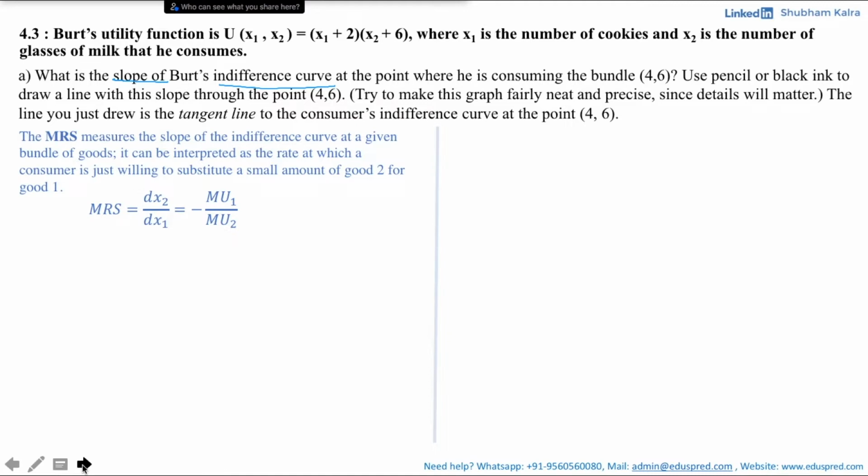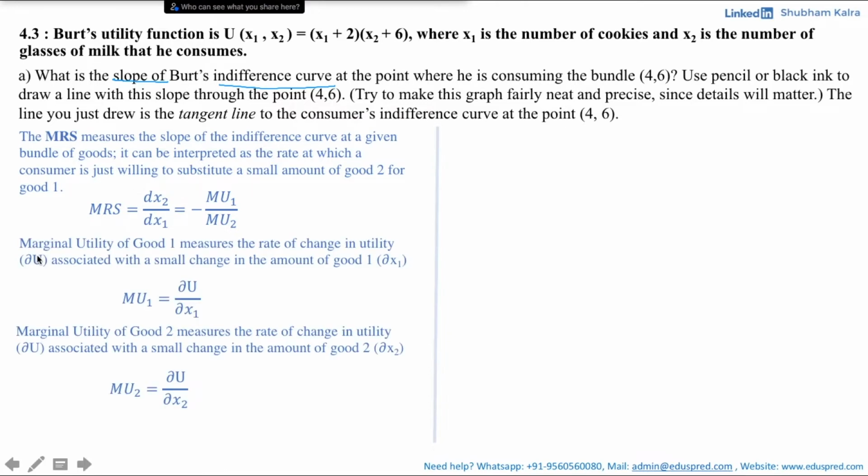Now what do we mean by MU1 and MU2? MU1 is the marginal utility of good 1 and MU2 is the marginal utility of good 2. Let's quickly revise the definition of these marginal utilities. The marginal utility of good 1 measures the rate of change in utility, represented by del u, associated with a small change in good 1, represented by del x1. Thus, MU1 is the partial derivative of the utility function with respect to x1.